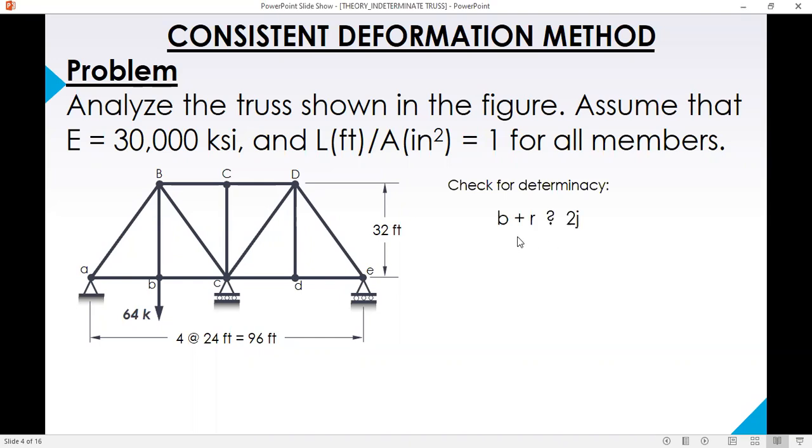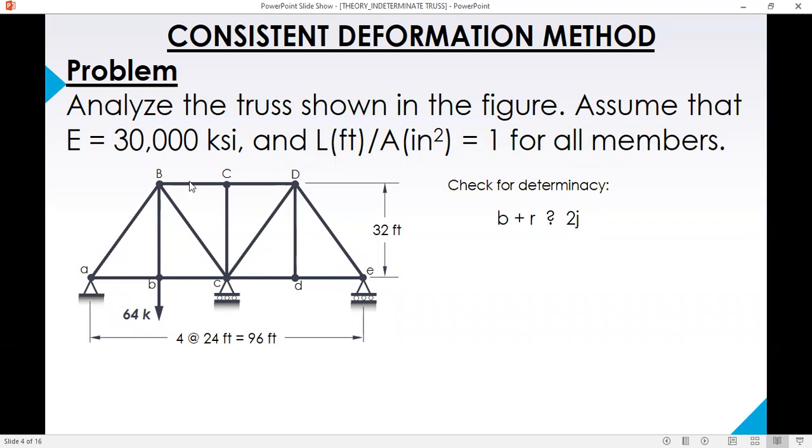Now, the criteria is this one: b plus r against 2j. b refers to the number of truss members. r refers to the number of support reactions, while j refers to the number of joints. So the sum of b plus r refers to the number of unknowns, while 2j is the number of available equations.